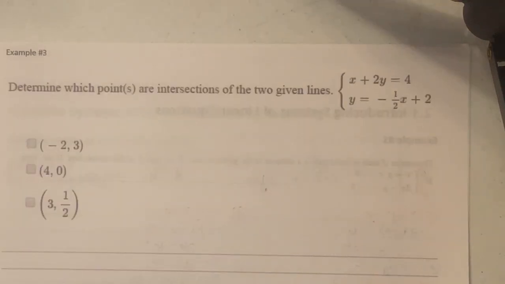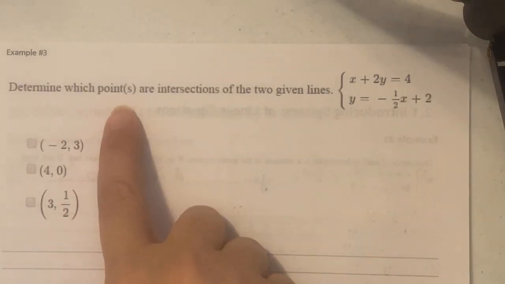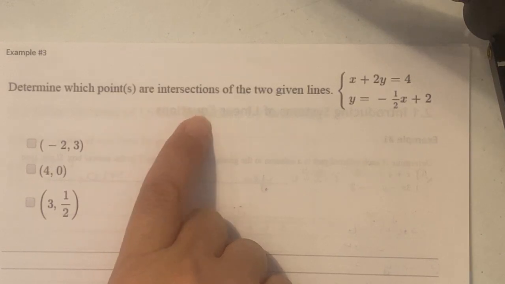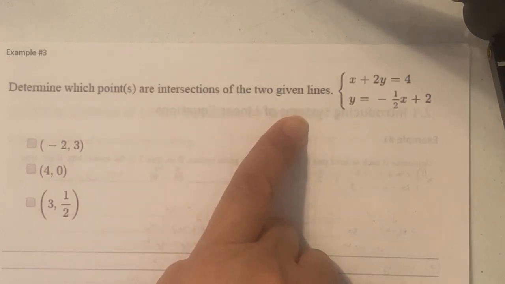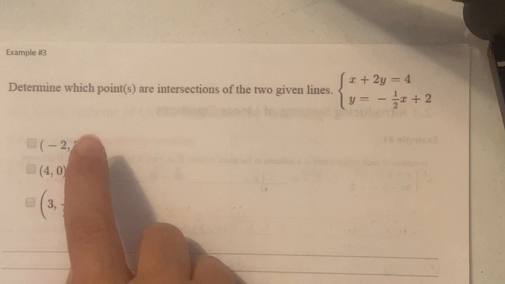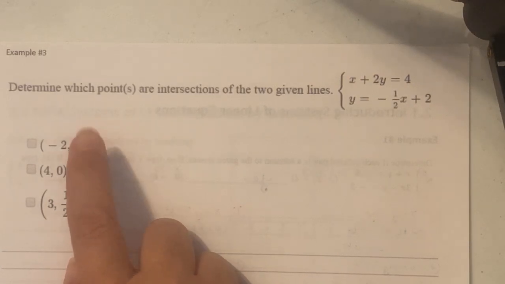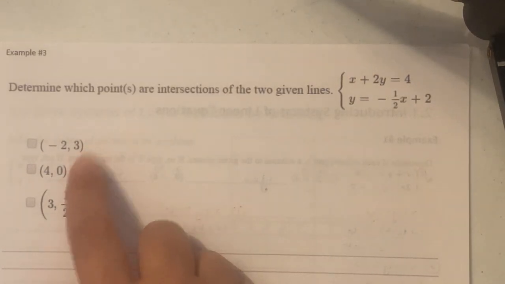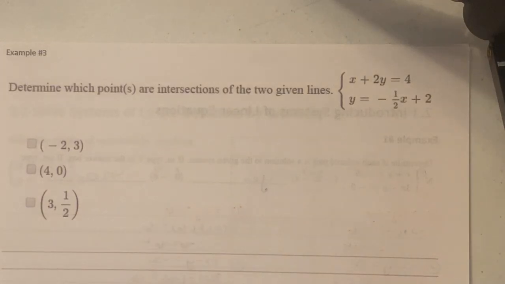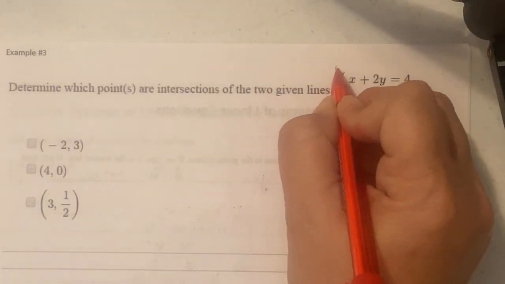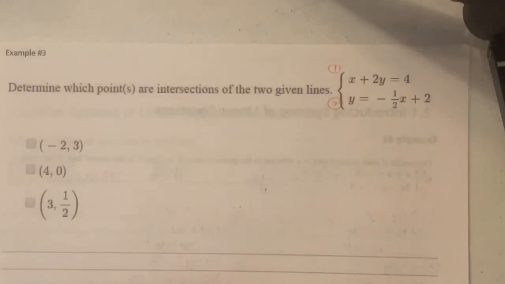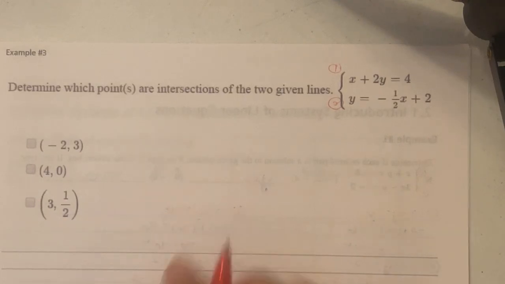In this example, we're doing the same thing, but it's asking us to determine which point or points are intersections of the two given equations. So what that means is we're going to do what we did on the first two examples, and substitute in all 3 to see which ones work and which ones do not. So this is equation 1, equation 2, and we're going to start with equation 1.